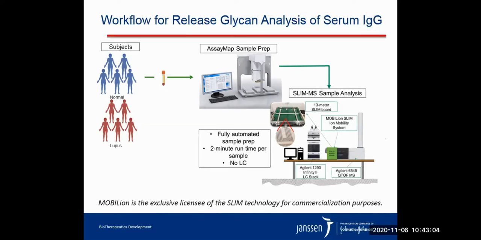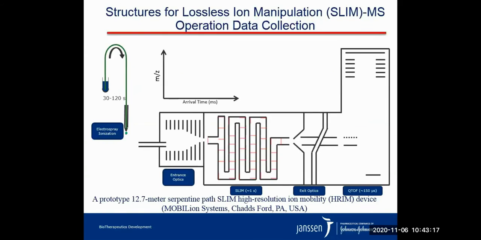These released glycan samples are then introduced using an Agilent LC by flow injection to a SLIM device that is coupled to an Agilent 6545XT mass spectrometer. The animation shows the operation of the SLIM-IMS-MS system. We introduce a 30 centimeter long slug of sample by flow injection. These molecules are ionized by electrospray into a heated capillary and focused using an ion funnel.